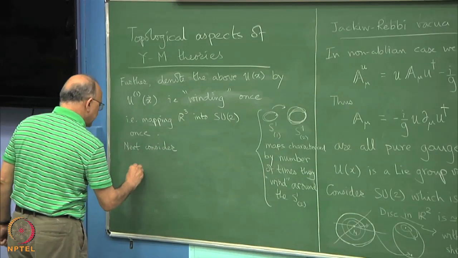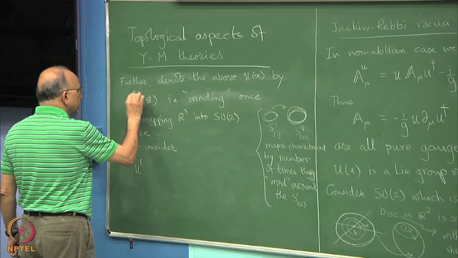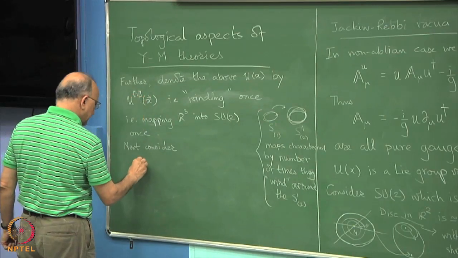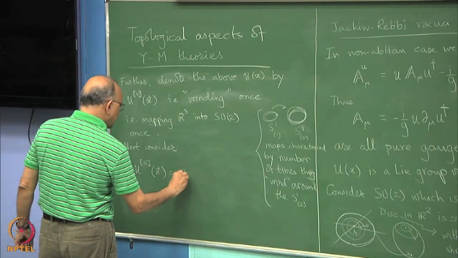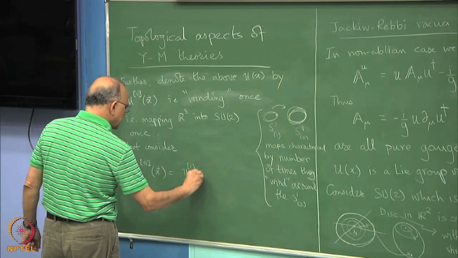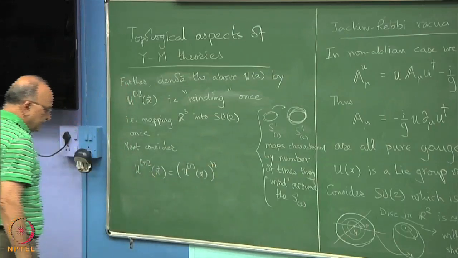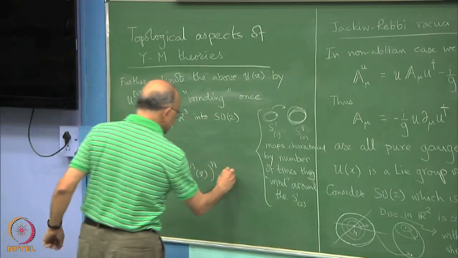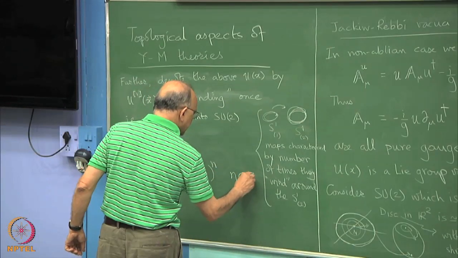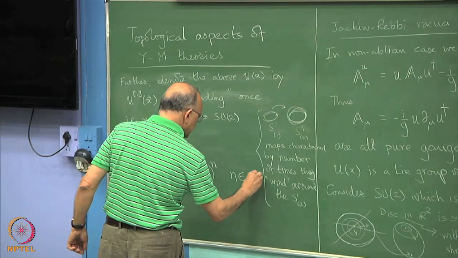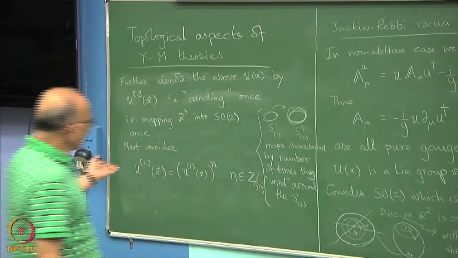So let us call it u_n. I think it is better to write a square label because we have too many indices. So u_n of x is equal to u_1 taken to the power n, where n is an integer, positive or negative, n belongs to Z but without 0. Then we know what happens.